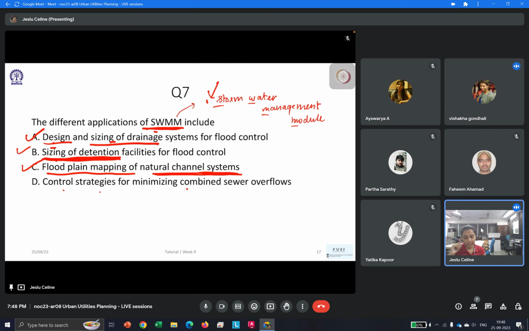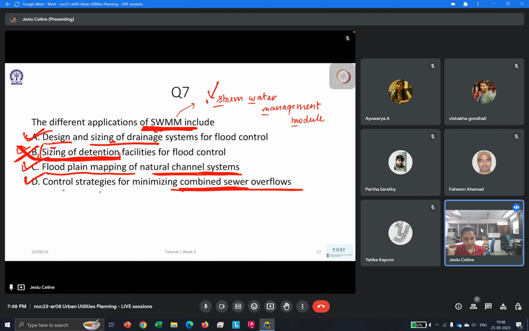Yes, so in combined sewer design, we already saw how we control. We can make it into a partially combined system in order to control. So A, C, and D are applications of SWMM, but B is actually not an application.